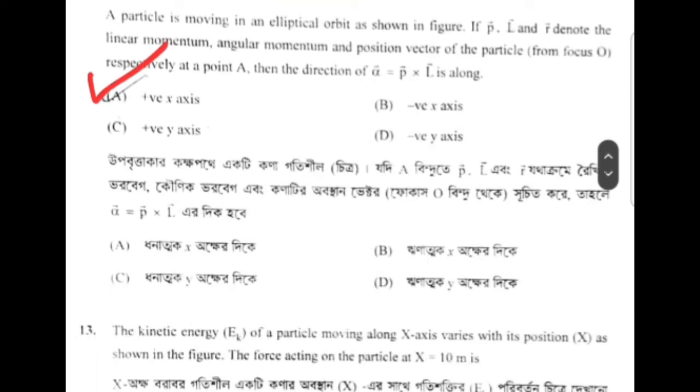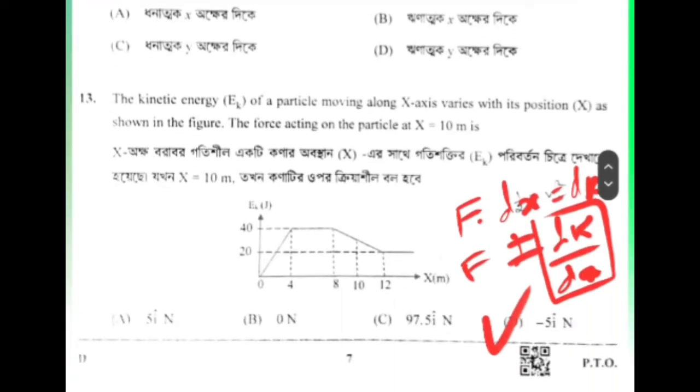Next, the kinetic energy of a particle moving along the x-axis, where its position is given, and we need the force acting. We know that F dot dx equals the work done, so F equals dK by dx. From here you find the value of force.